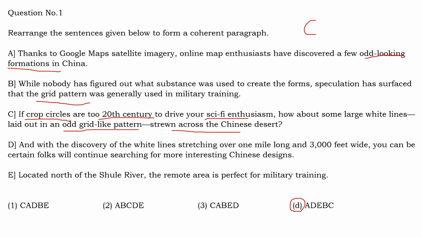Even before talking about China, we can talk about the crop circles, the circles that are formed in standing crops. And if you think that these are too old-fashioned to evoke your science fiction curiosity, then we will give you some other formations which are found in China. And then we say what has happened in China: Google enthusiasts have found certain odd looking formations in China. We know that they are in the form of a grid, and then we can say that nobody could understand what was used, but this grid pattern is generally used by military. So you can say that CAB.